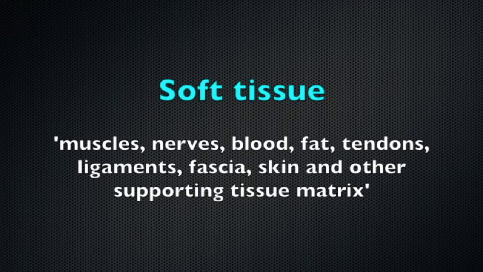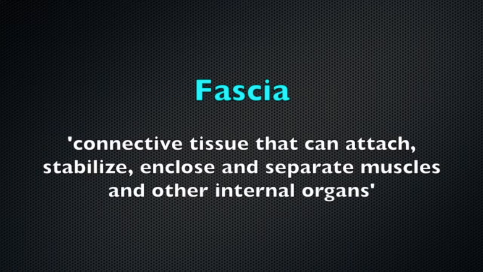Soft tissue refers to muscles, nerves, blood, connective tissues such as fat, tendons, ligaments, fascia, skin, and other supporting tissue matrix. Fascia is a connective tissue that can attach, stabilize, enclose, and separate muscles and other internal organs. Its aim is to reduce friction of muscular force and resist tension, and has been described as a body-wide tensional network which connects all muscles, ligaments, and tendons.